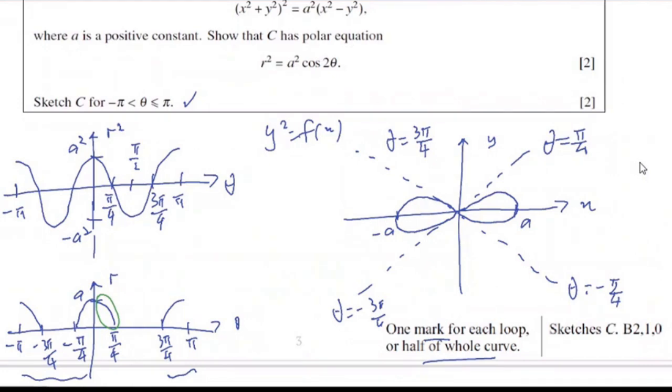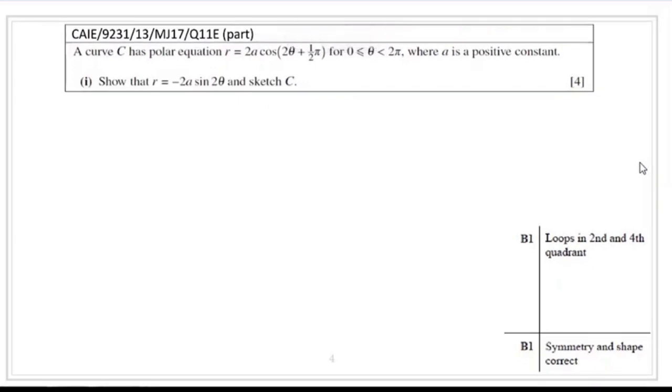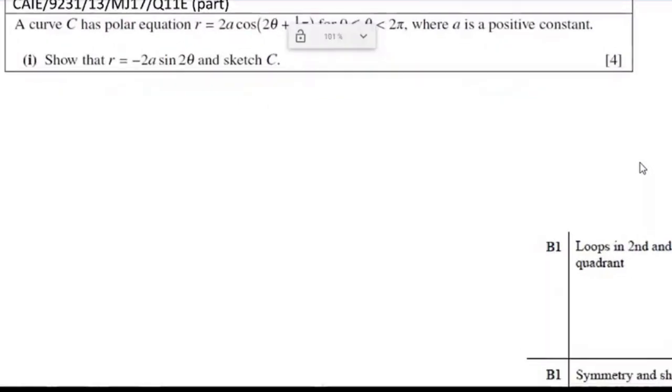Okay. So usually for the sketching for this kind of equation, that would be very straightforward because these are the functions that we are very familiar with already. And the requirement is actually not too much. So if you look at the graph here, it's the same thing. R equals negative 2a sine 2 theta.